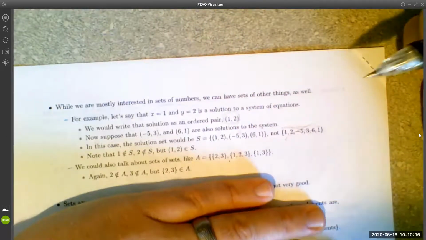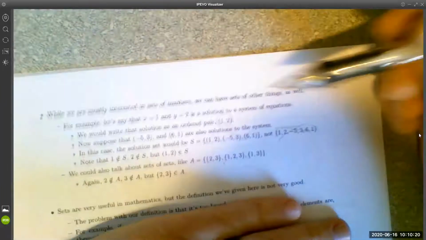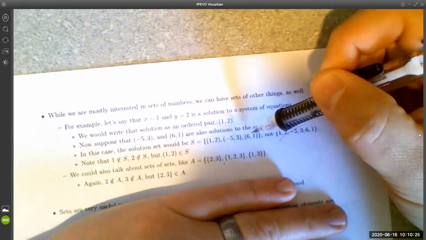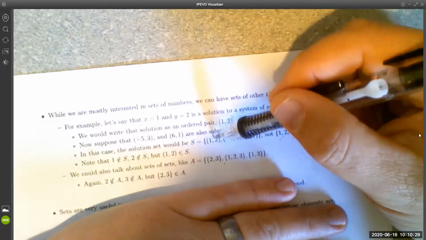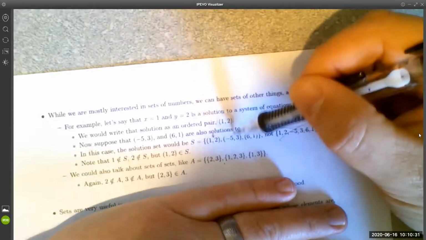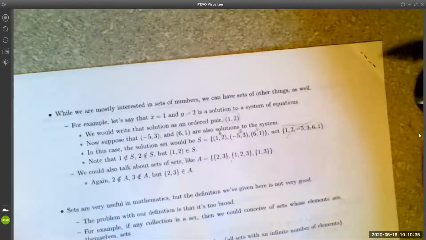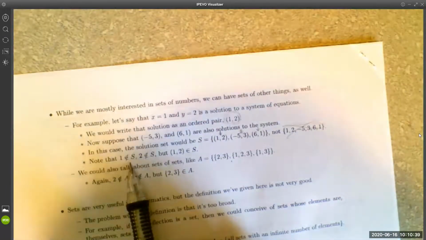So kind of a trippy thing to try to wrap your brain around, but this is not a set of numbers. This is a set of ordered pairs. And there are not 6 solutions in this set. There are 3 solutions in this set. 1 ordered pair, 2 ordered pairs, 3 ordered pairs. Okay? So note, for example, that 1 is not an element of S, right?